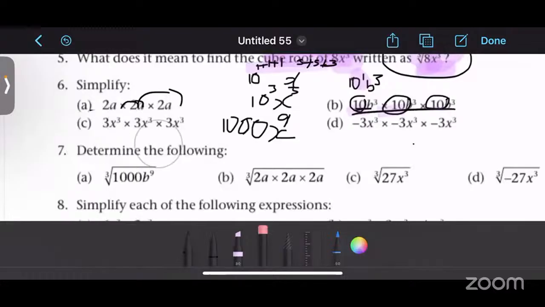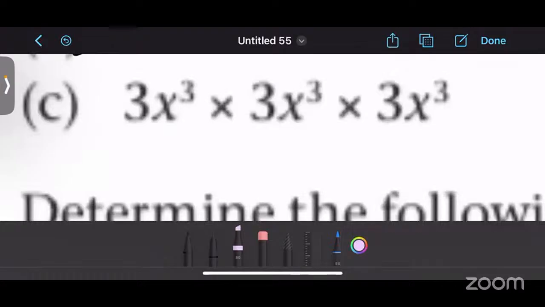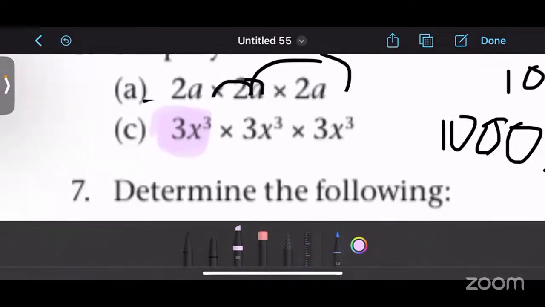Great. And let's see. We have 3x to the power of 3 multiplied by 3x to the power of 3 multiplied by 3x to the power of 3, Ole. How many bases do we have here, Ole? 2, ma'am. 2, perfect. And I just want to know, how are we going to answer this question? How are we going to simplify it, Ole?